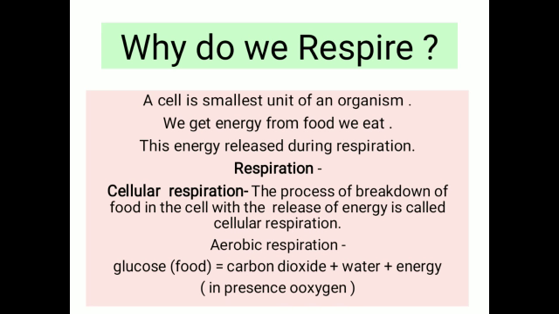So the food which we eat is broken down when we take oxygen in ourselves. The process of breakdown of food in the cell with the release of energy is called cellular respiration. This respiration takes place in the cells of all the organisms. The next one is aerobic respiration. The glucose which we get from the food is broken down into carbon dioxide and water using oxygen. When breakdown of glucose occurs with the use of oxygen, it is called aerobic respiration.